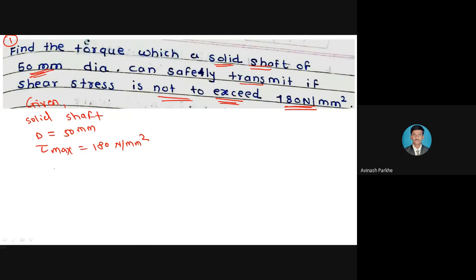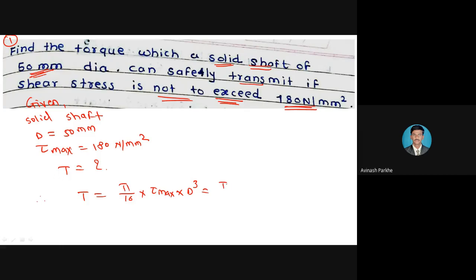And we have to calculate the torque transmission capacity. Torque is equal to. So which formula can I use? We have the formula. Torque is equal to pi by 16 into tau max into d cube. Yes, correct. Capital T is equal to pi by 16 into tau max into d cube.